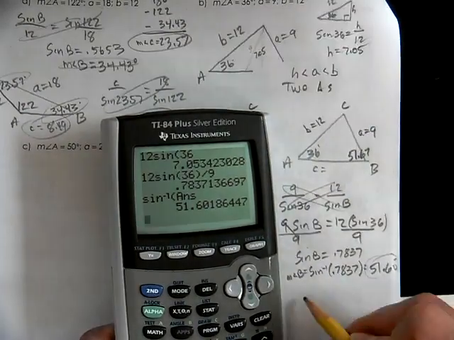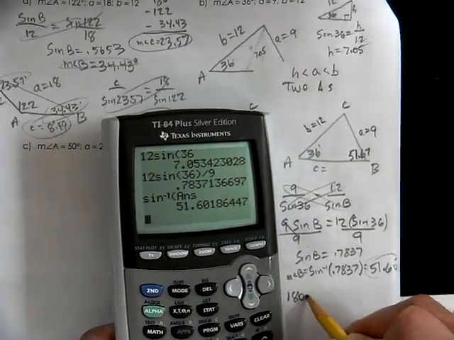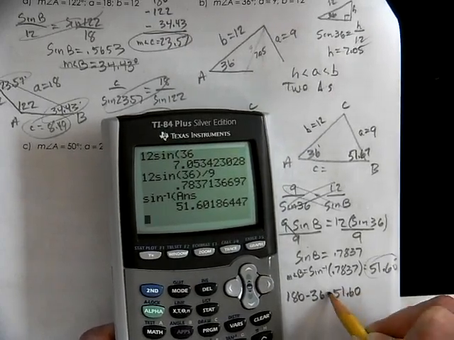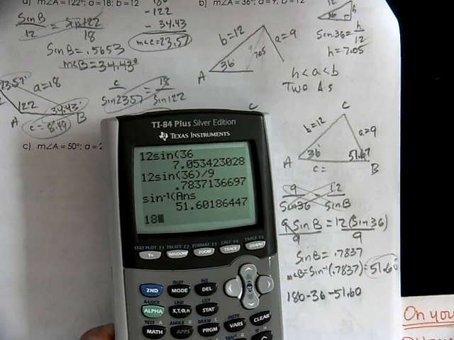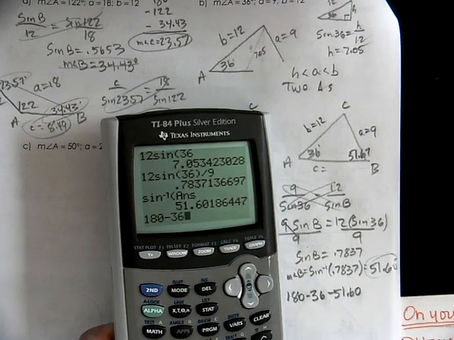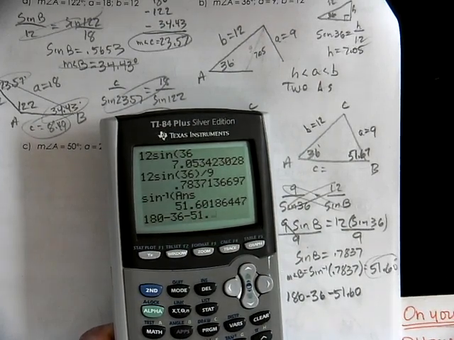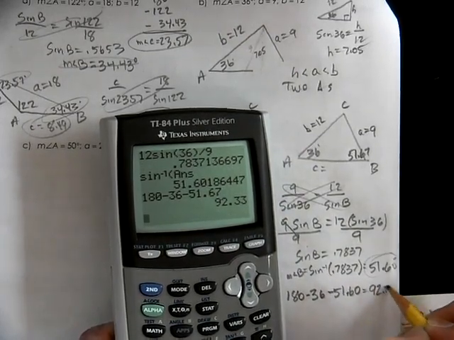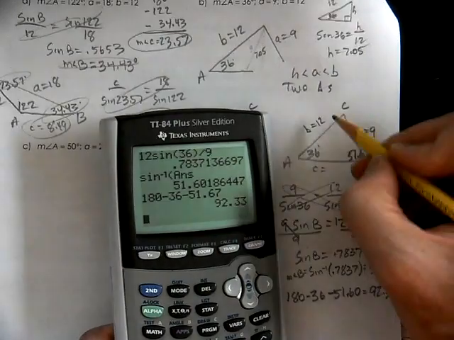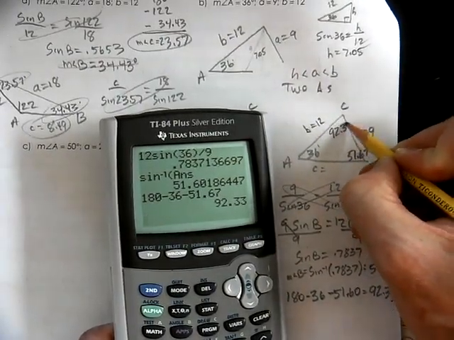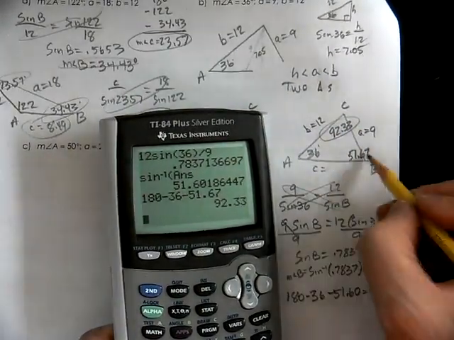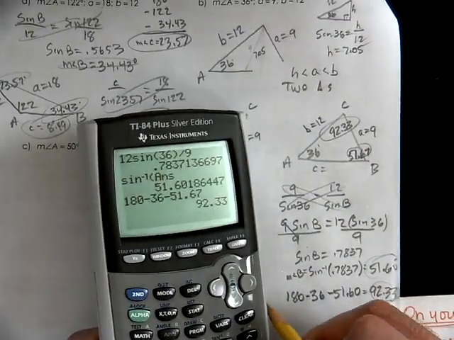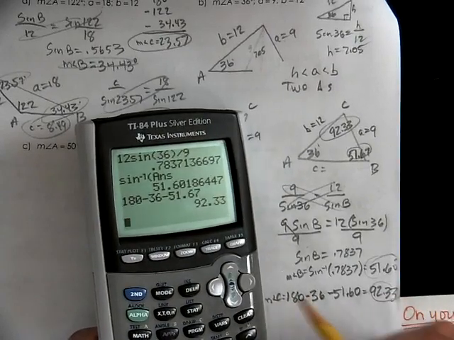To find out the measure of angle C, take 180 minus our 36 minus our 51. And that gives us 92.33. Those are the 2 angles we've solved for. That's the measurement of angle C.